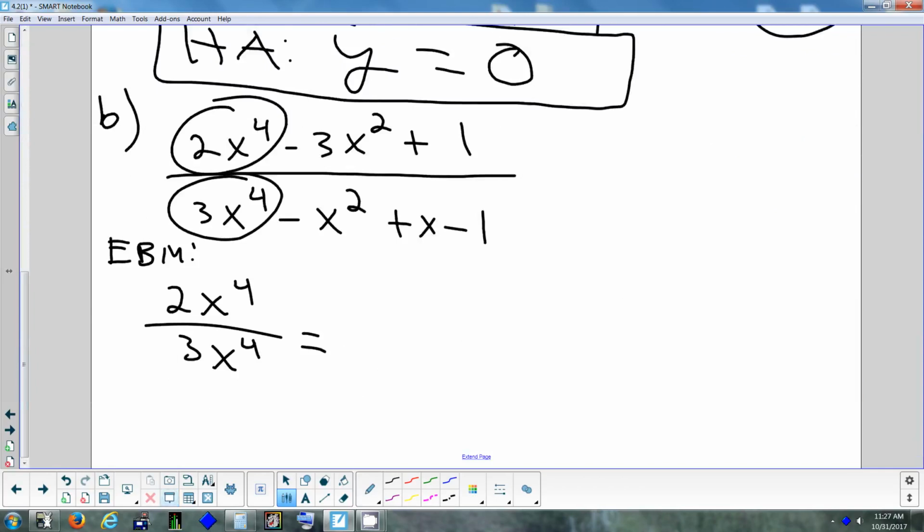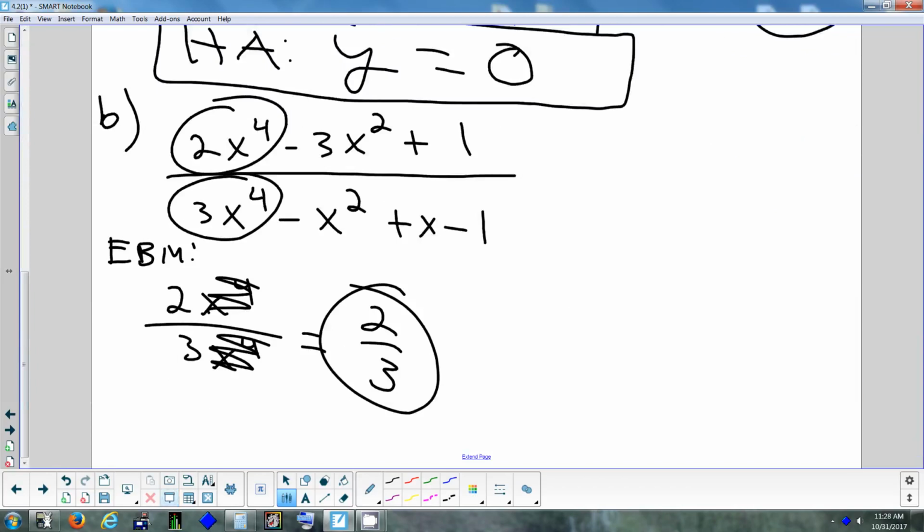And now when I divide them, Curtis, how many x's do I have in the top? How many copies of x? 4. How many in the bottom? 4, so it's going to cancel out. Same amount in the top and the bottom. There's your end behavior model. Any question on the EBM?